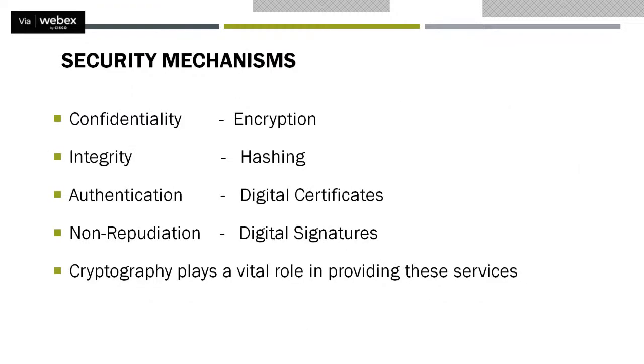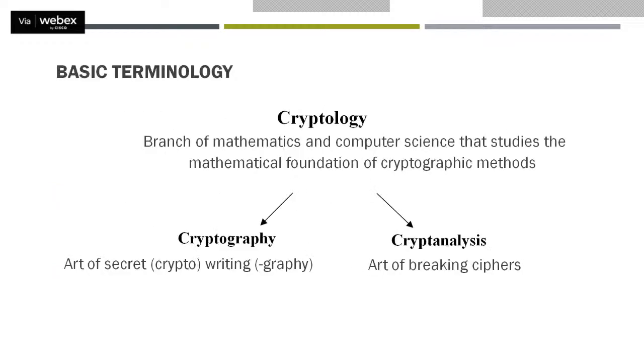The security mechanisms which we have talked about: confidentiality will be achieved with the help of encryption. Integrity is achieved with the help of hashing. Authentication and non-repudiation will be achieved with the help of digital certificates and digital signatures, respectively. And cryptography plays a very important role in this security aspect. So the basics of cryptography we will just talk about, and then we can stop there.